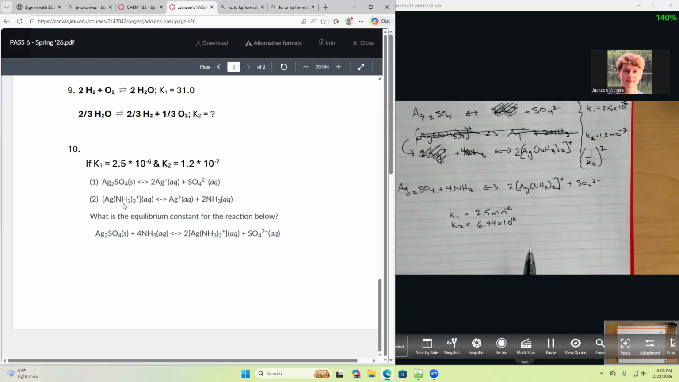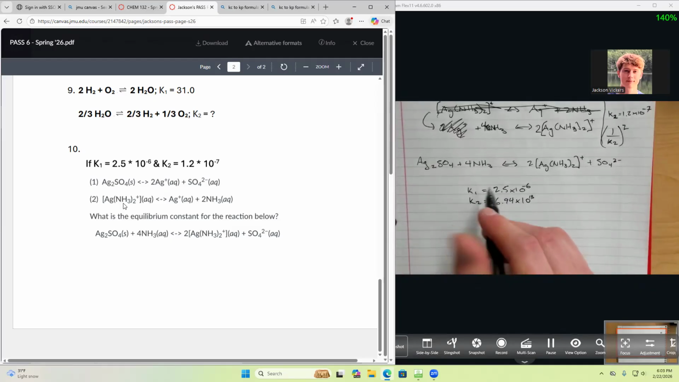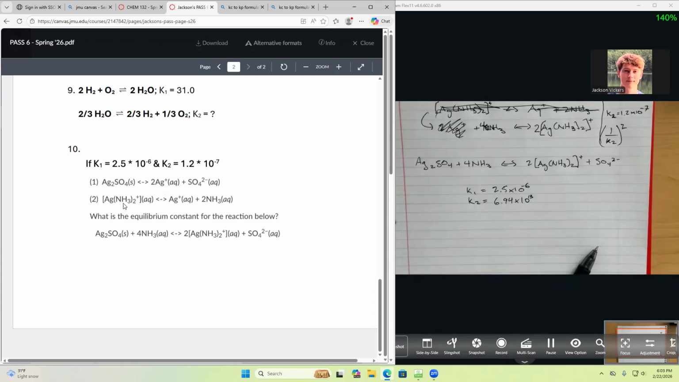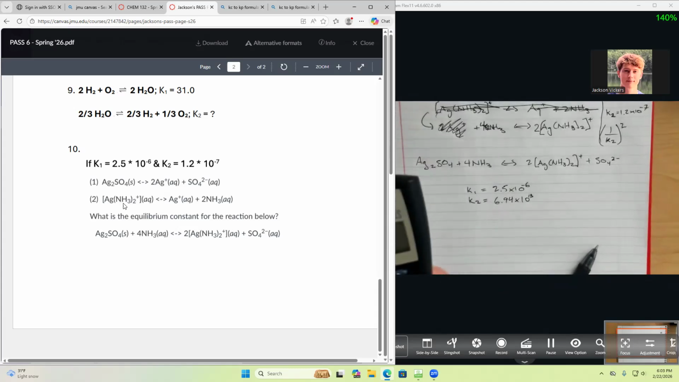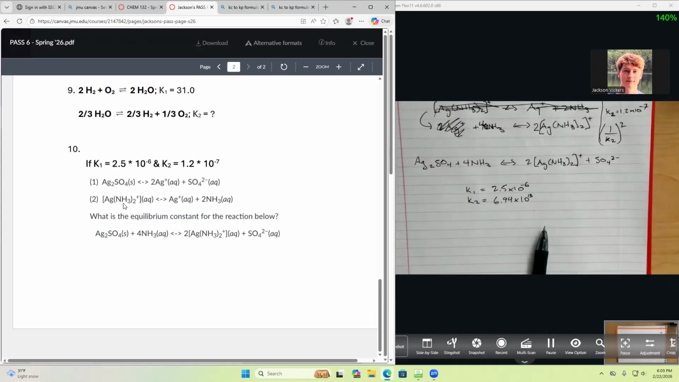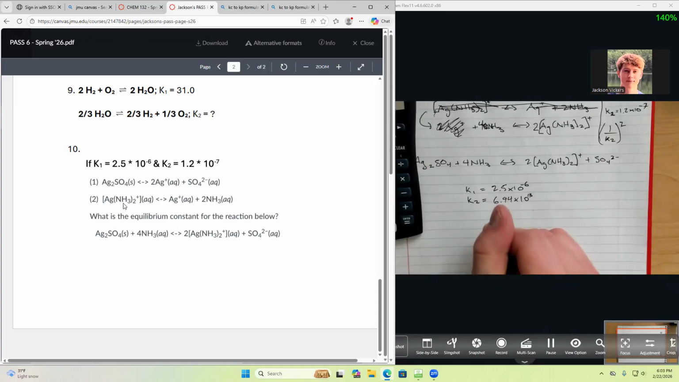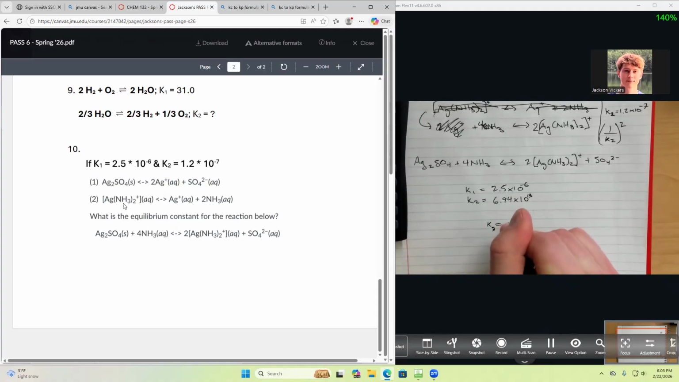Okay, let's do the next step here, and the final step is multiplying them together, right? Because we've taken the other steps. Okay, let's do it. So I did this, and now I'm multiplying it by this. I end up getting the new K, so we'll say K3, I guess, is 1.74 times 10 to the 8.